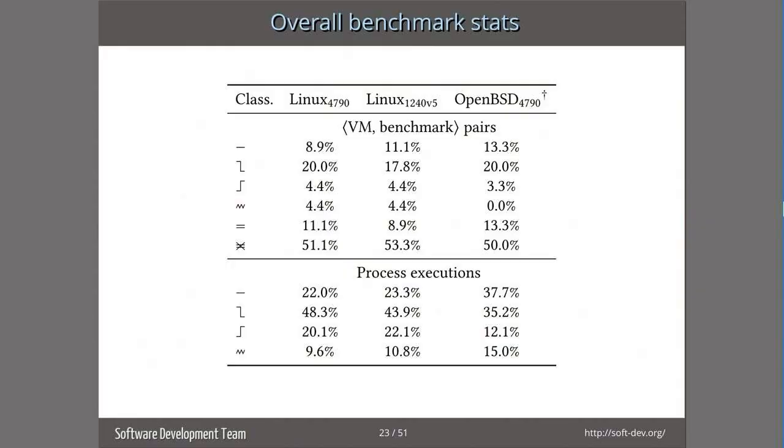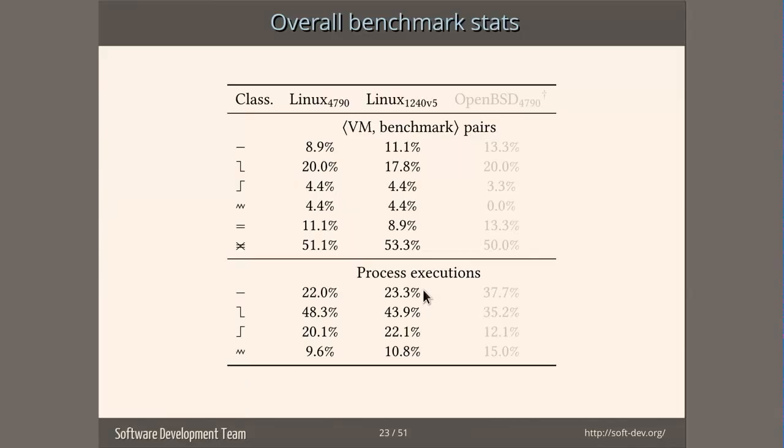Now, if I start to summarize all the data across the machines, I'm going to ignore the OpenBSD column because it's slightly different for reasons I don't want to go into now. Let's look at the middle column, which is the Xeon machine, and I look at the bottom half of the table first. The way to read this is, of all of the process executions on that machine, 23.3% were flat, 43.9% warmed up. So that means about 2/3 warmed up in the correct fashion, as it were, and about 1/3 didn't. Now that's pretty bad, but it gets worse.